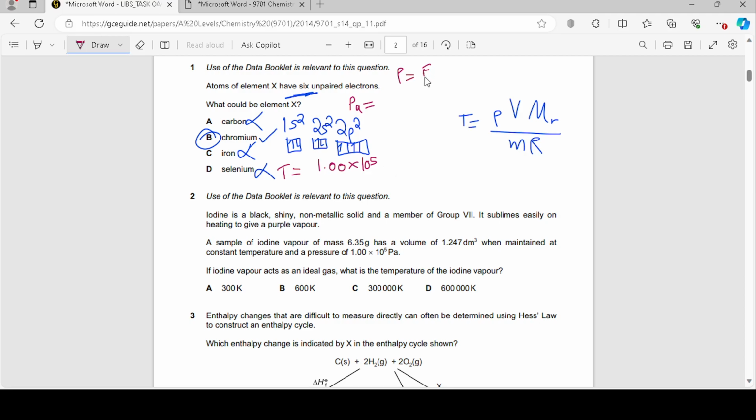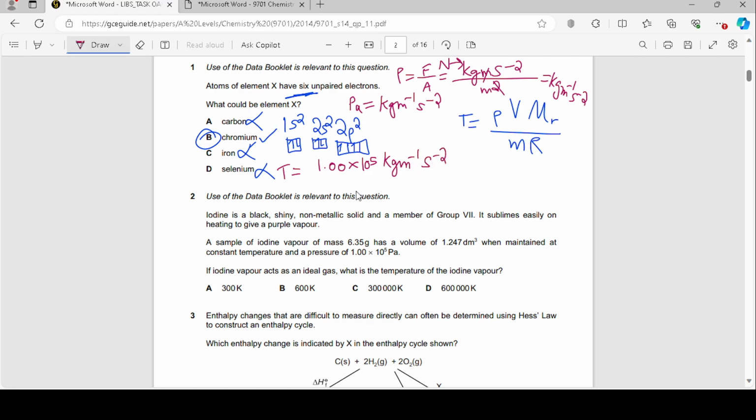P equals F over A, right? And force in SI units, the newton, is kg m s to the minus 2, I think. And then area obviously is meter squared. So this cancels with this, so you get kg m to the minus 1 s to the minus 2 as the unit for pressure. I don't know why I'm doing this, but it's fun sometimes to do dimensional analysis.